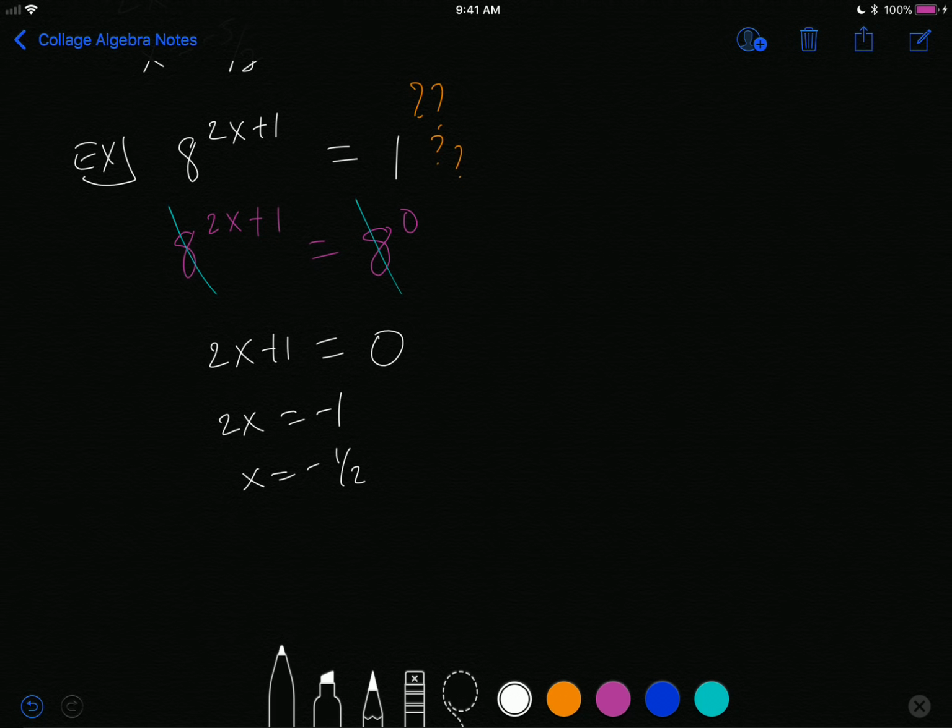Another way to think about this problem right here is that my answer is 1. Well, the only way I can get an answer of 1 is if the power up here is 0. And so I've got to figure out, well, how do I make this 0? And so I set it equal to 0 and I solve for x. That's a different way of thinking about this same problem.